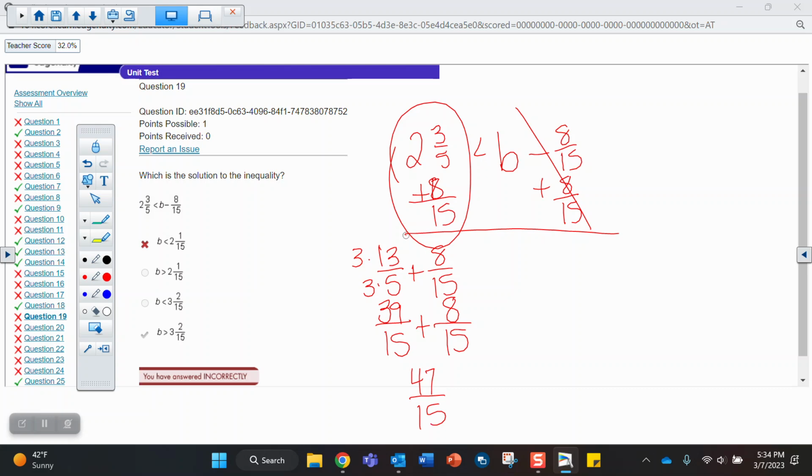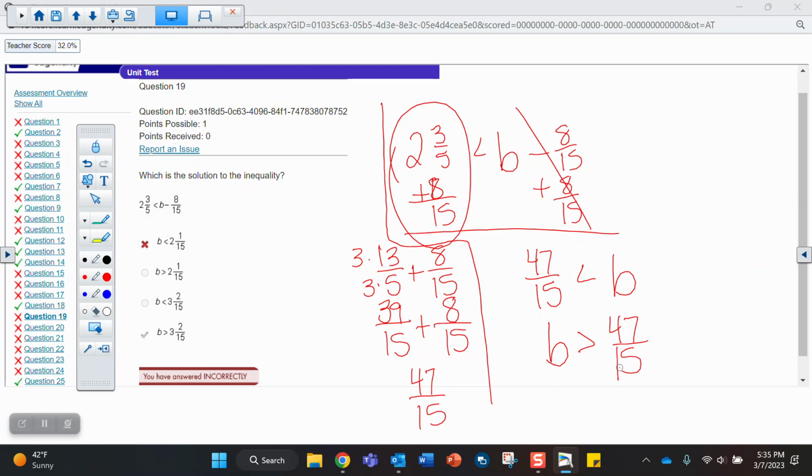So I'm going to go back and write that. Again, this was like my side work. So 2 3/5 plus 8/15 is 47/15, and that's less than b. But I want the variable on the left-hand side. And you'll notice none of these answers have improper fractions. Whoops, that's a 15. So now I have to change my 47/15 to a mixed number. 15 goes into 47, 15, 30, 45. That's 3 times with 2/15 left over. So you can see the last option there.